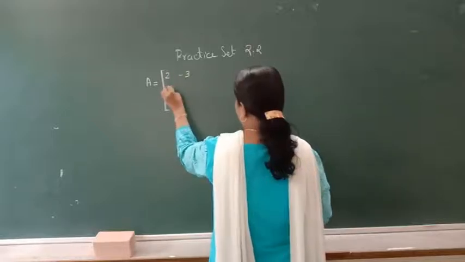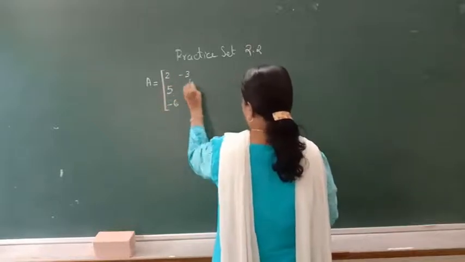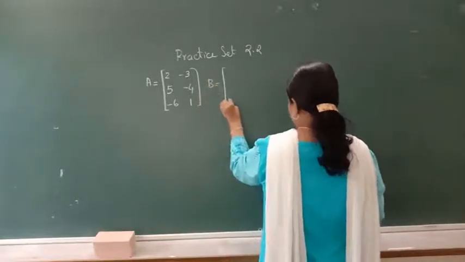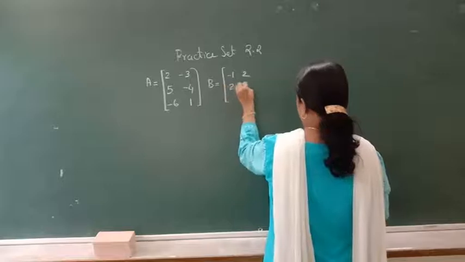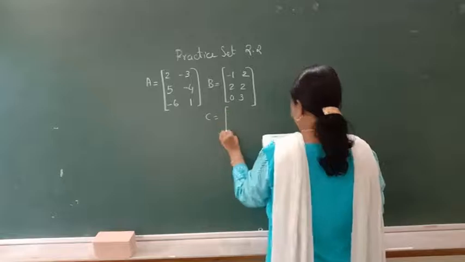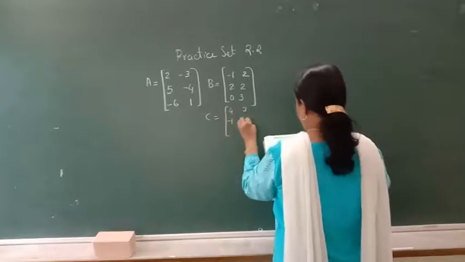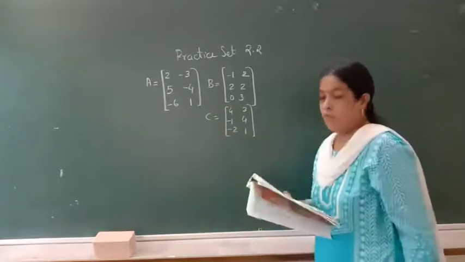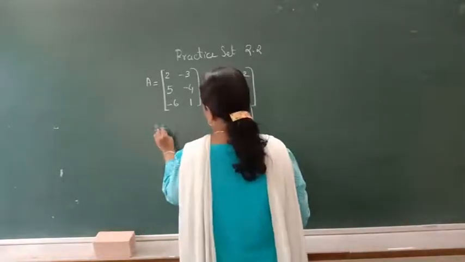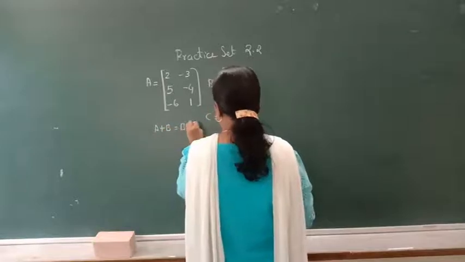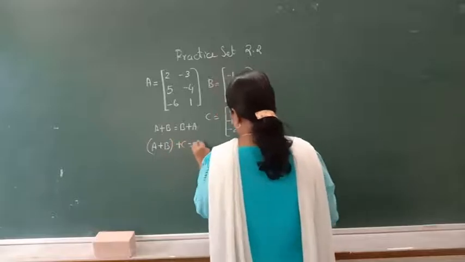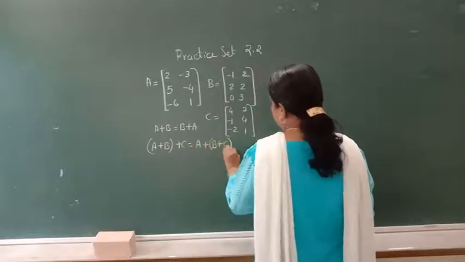A is equal to [2, -3; 5, -4; -6, 1]. This is A. B is equal to [-1, 2; 2, 2; 0, 3]. And C is equal to [4, 3; -1, 4; -2, 1]. Now we have to show two things over here. First, we want to show that A plus B is equal to B plus A, and second, that (A plus B) plus C is equal to A plus (B plus C).